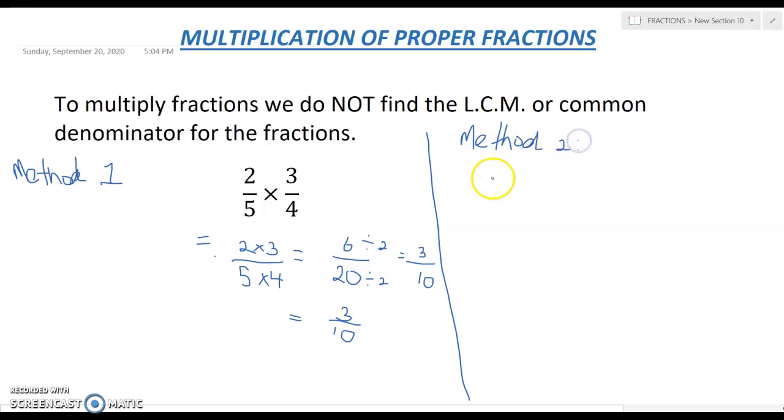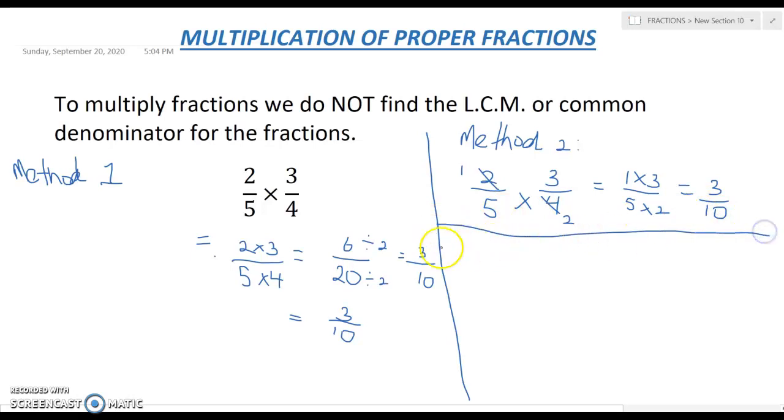Now for method 2, let's just rewrite the question: 2 over 5 times 3 over 4. Some of you may recognize that I could simplify or reduce some things here. You're probably looking at the 2 and the 4. You could say 2 into 2 is 1, and 2 can go into 4 2 times. So now we get 1 times 3 over 5 times 2, which is 3 over 10, right?